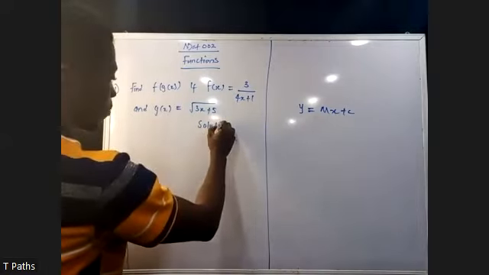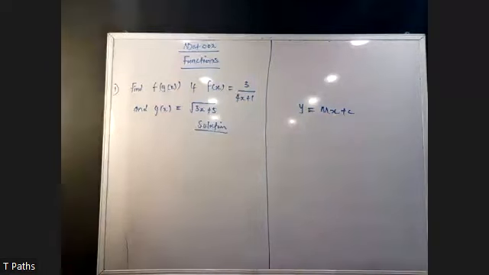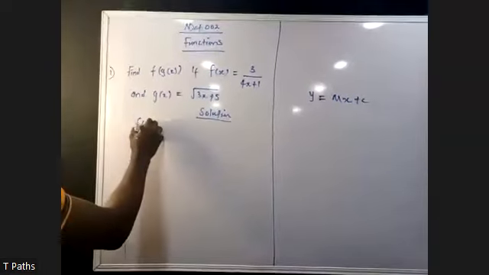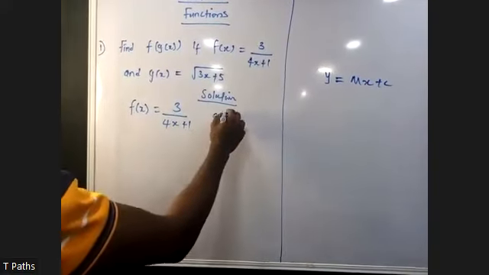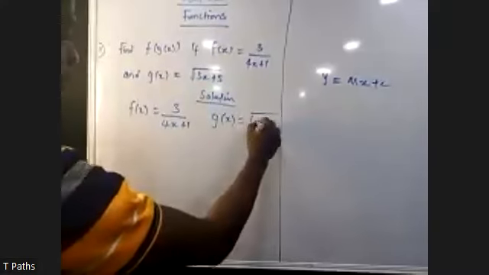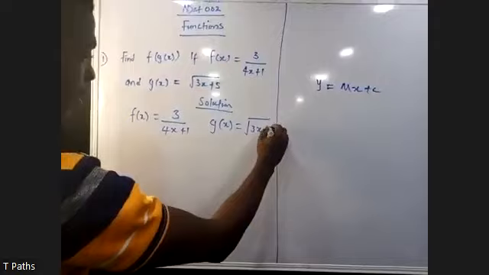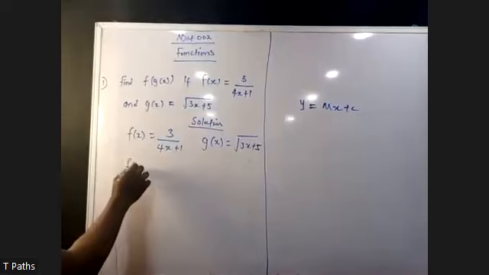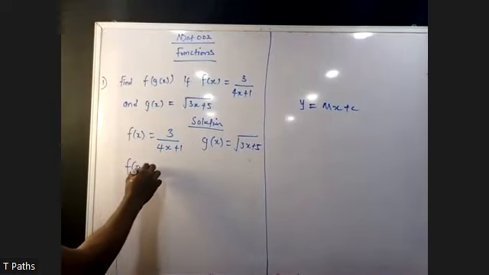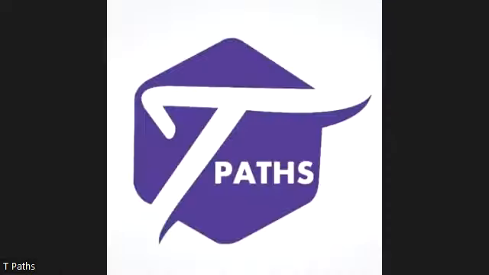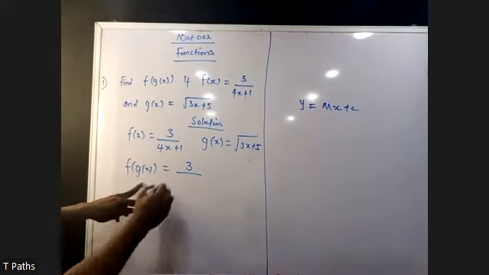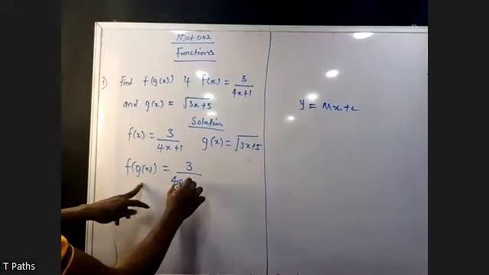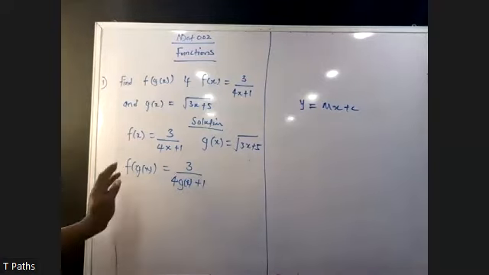Follow the following steps. The first thing I'm going to do in this question is to write my f of x, which is 3 over 4x plus 1, and I'm going to write g of x to be square root of 3x plus 5, right? So what am I to do? I'm to write f of g of x now. That means anytime I see x, I'm going to put g of x. I have 3 over 4g of x plus 1. Is that clear? I know it's very clear.